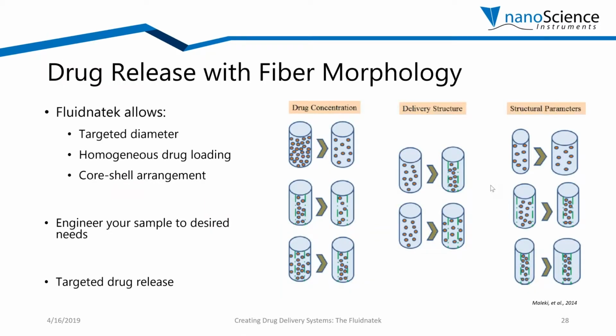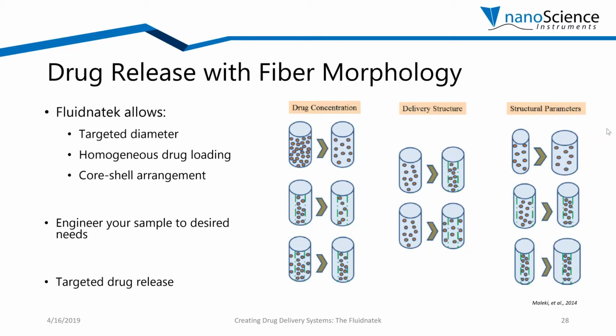So with the Fluidnatek equipment, when controlling temperature and relative humidity, you will be able to obtain consistent fiber and particle diameter. This not only will create homogeneous fibers and batch-to-batch reproducible samples, but when a drug is loaded into the fiber or particle, proper release will be achieved. Drug delivery on fibers and particles will depend on drug concentration, delivery structure, and structural parameters.